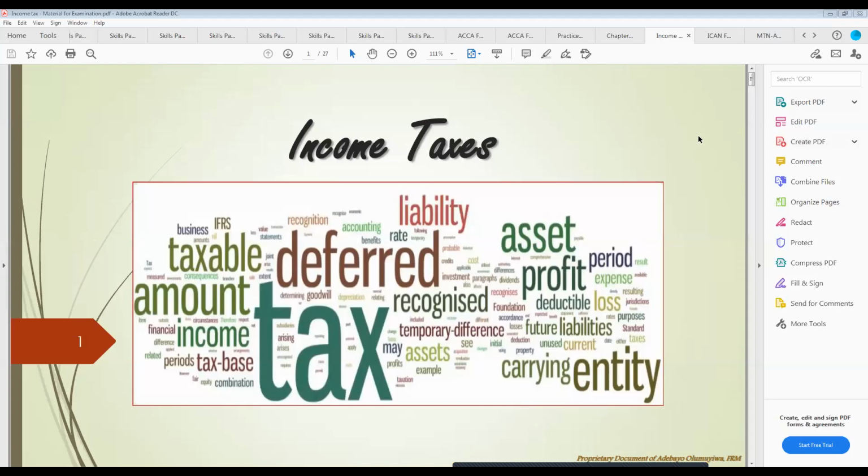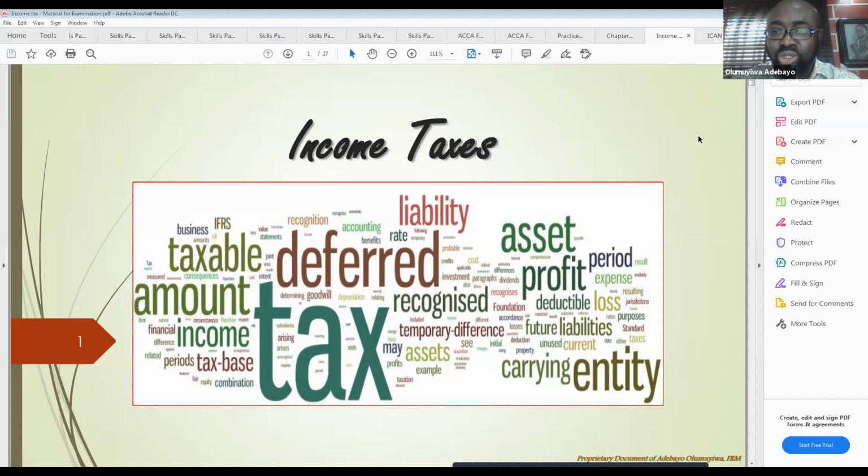Today we'll be looking at, based on popular demand, income taxes. It's one of the critical aspects of financial reporting, as we all are aware, that government is a stakeholder in the business. And in that situation, government also participates in having one of the things derivable from every organization that is subject to tax.